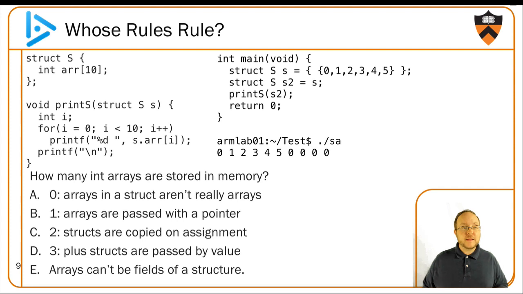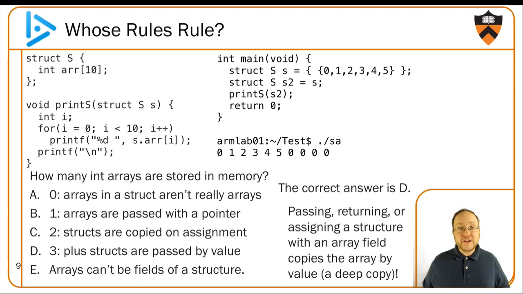So how many arrays exist in memory at any point? Perhaps, say, during print S, which would potentially be the most. So pause the video, think about it, see if you can come up with a convincing explanation for how many arrays are in memory. So the answer here is D.